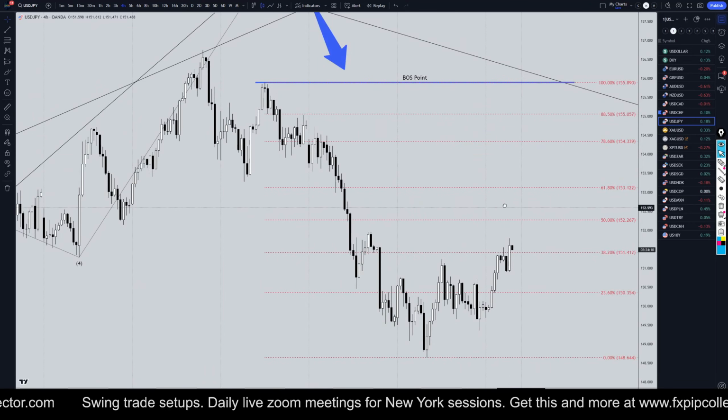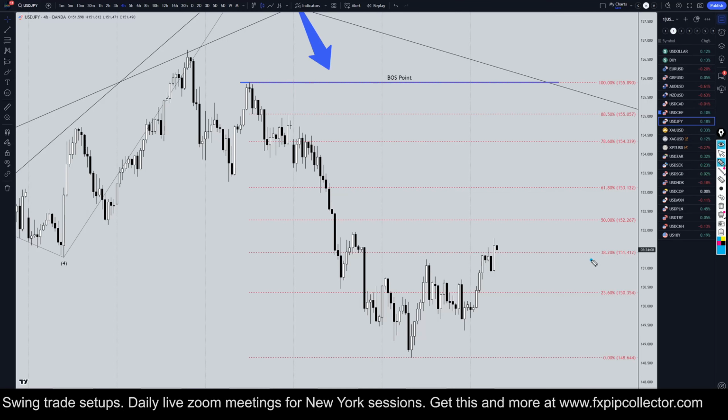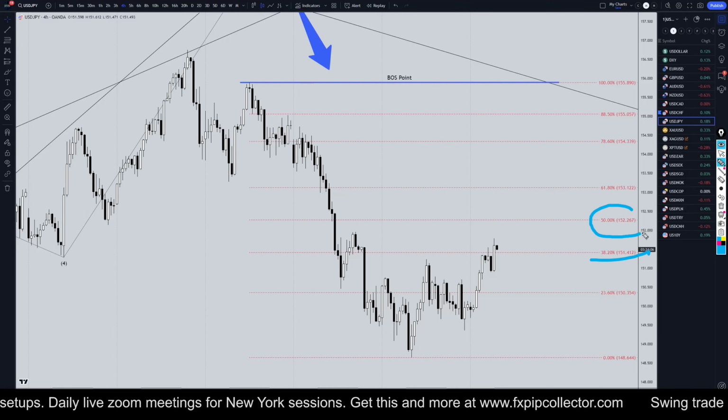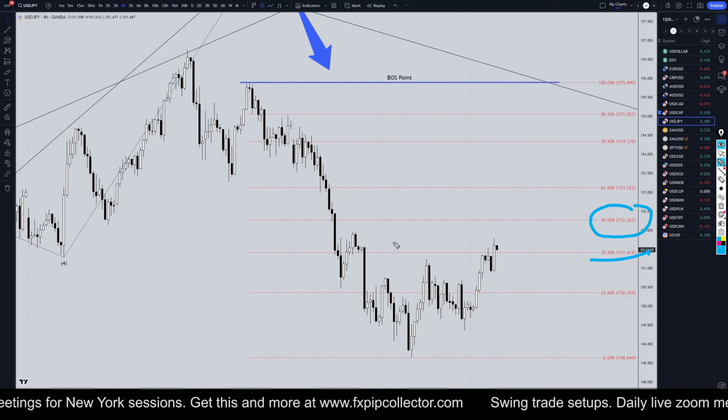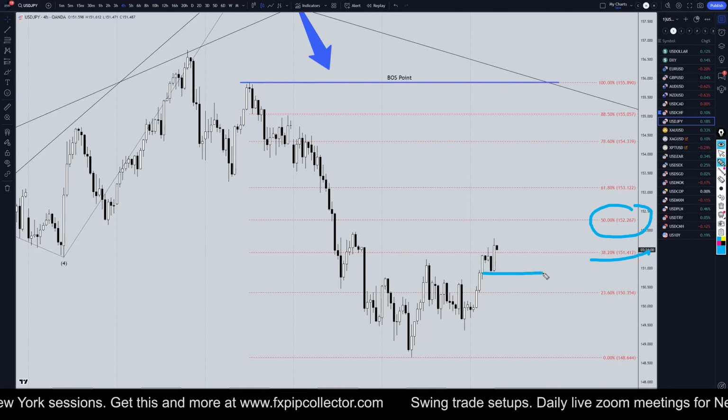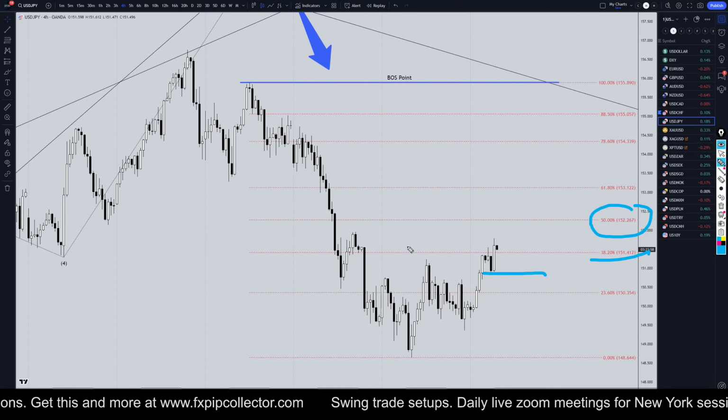Heading down to the 4 hour time frame, we're pushing beyond the 38%, which means it probably will go up to at least the 50 and maybe even beyond. I personally think, like I said, we should probably be looking for longs, at least until we get a break of structure to the downside at a Fibonacci level.